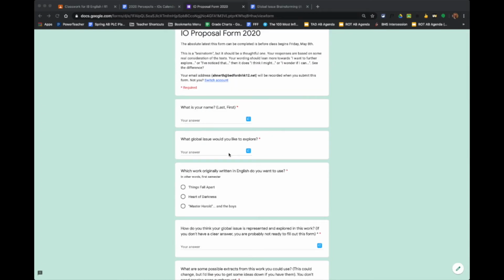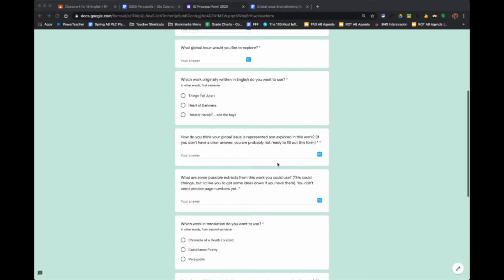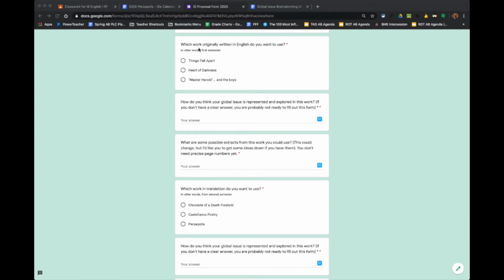Name, global issue. Which work do you want from basically first semester? Written in your language, that's the requirement. One has to be written in your language. The other has to be a work in translation. Okay, so there's no exception to that. If there are two books that you think work, but they are both a work in translation from the second semester, we can't do it. It must be a text from, the easiest way to think about it, one from semester one, one from semester two.